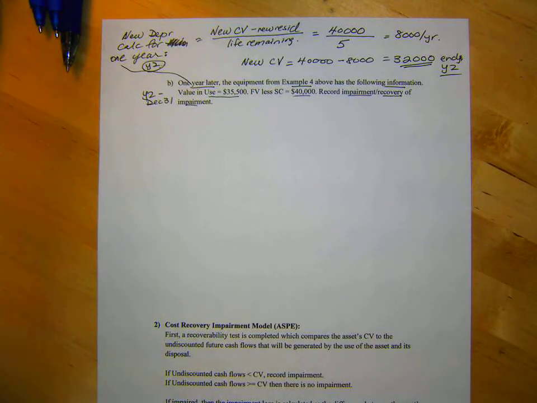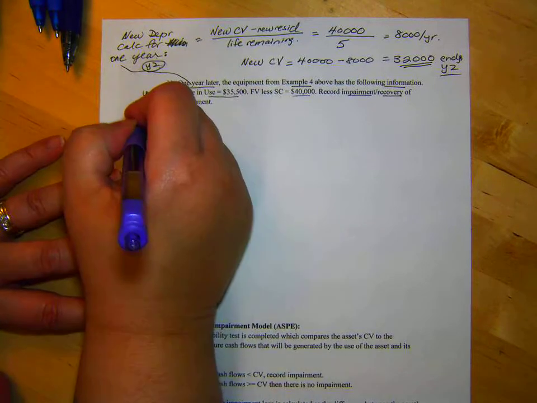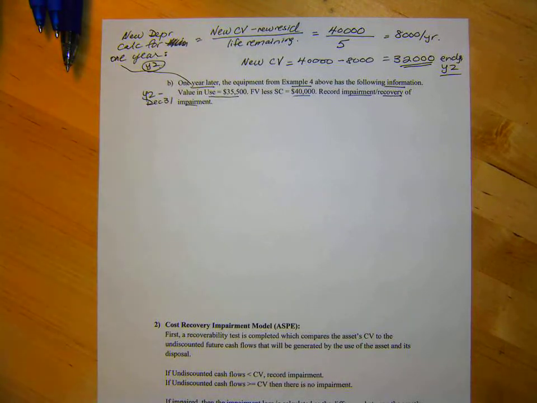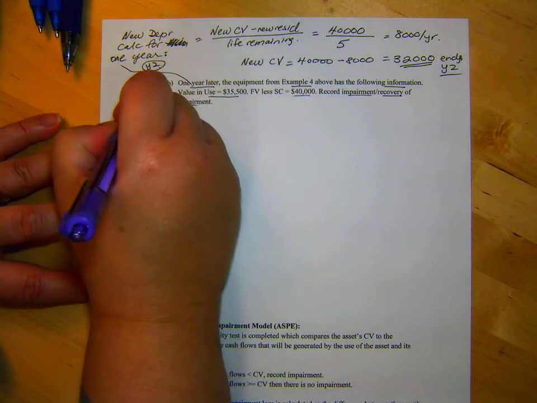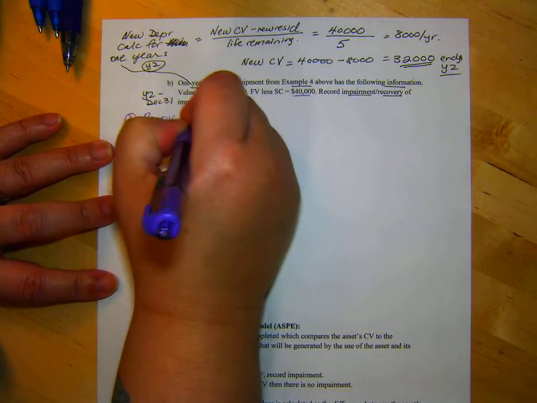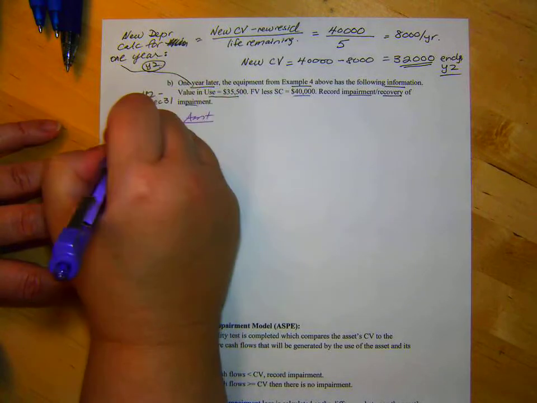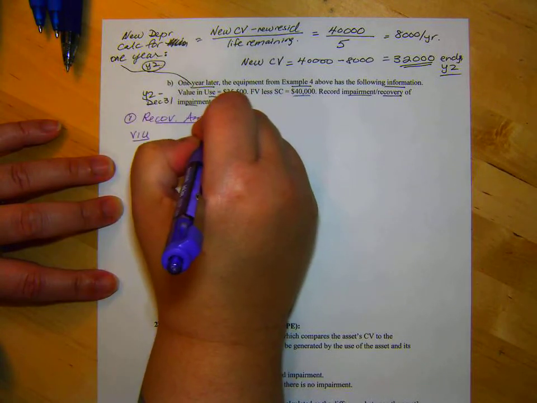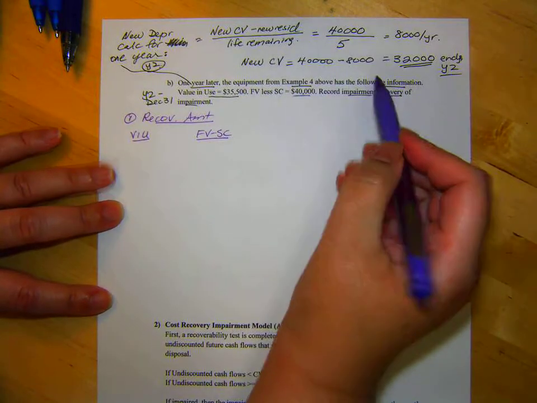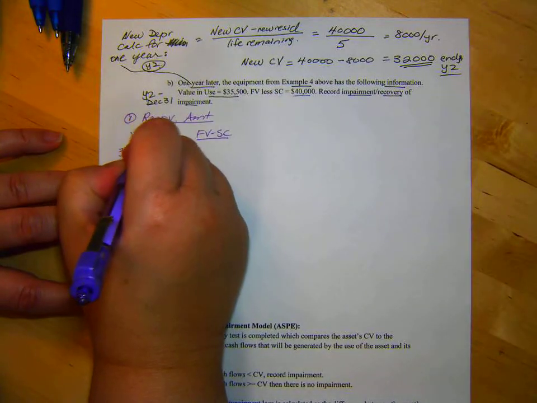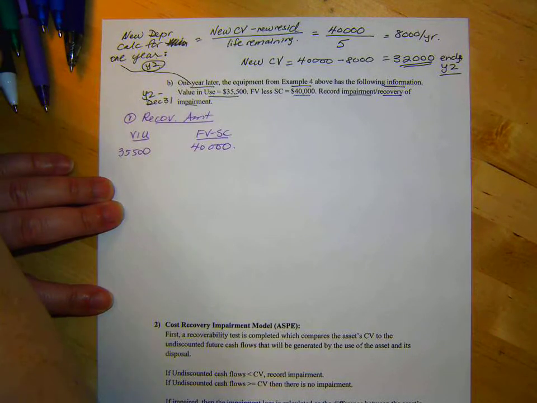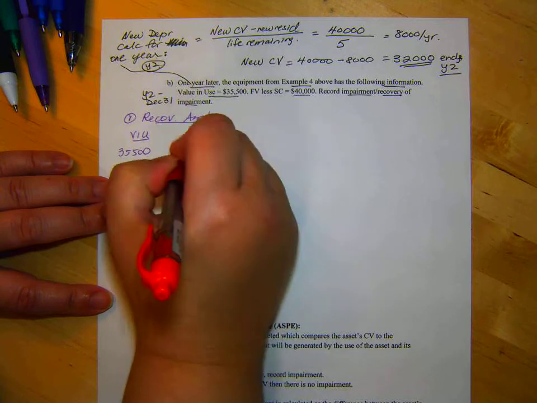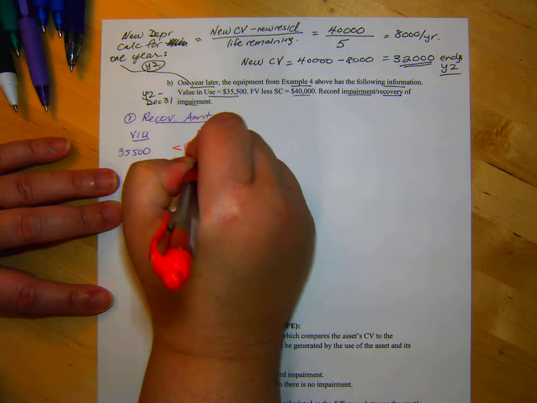Okay, let's do this. So the first one, actually, why don't you try it? Do the recoverable amount and then see whether there's impairment. And then come on back. So, recoverable amount is value in use compared to fair value minus selling costs. Value in use is 35,500. Fair value less selling costs is 40,000. We are going to use this one because it's higher.